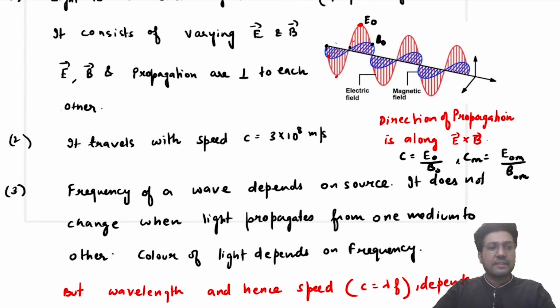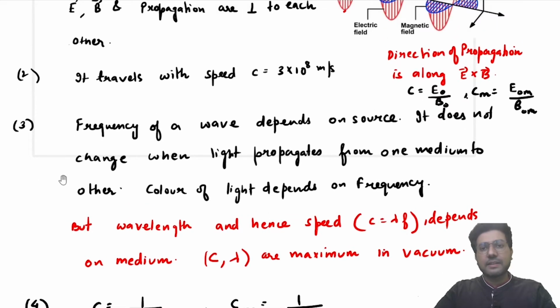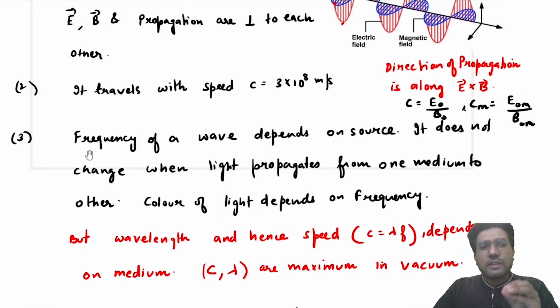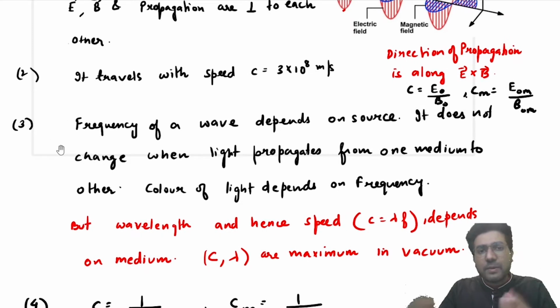Okay, then the next property, obviously the speed of light is 3 into 10 raised to power 8 meter per second. In fact, this is the speed of all types of electromagnetic wave. Then frequency, this is very important point. Frequency of a wave depends on the source. So that means suppose a light source is emitting light, okay, any light, then the frequency of that light will depend on that source only.